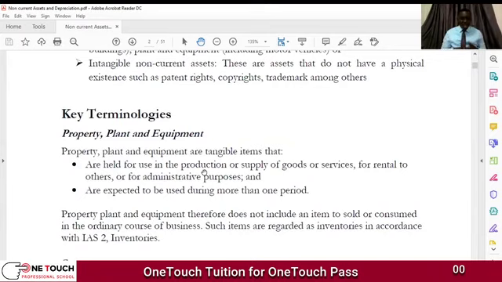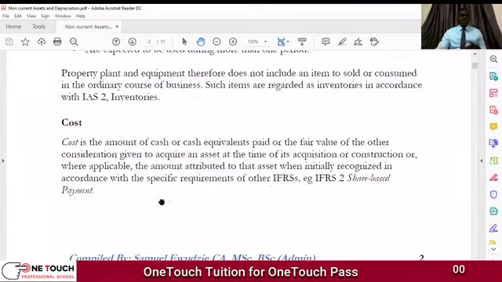2. Good, good. Now, when we talk about cost of an asset, what do we mean? Now, cost of an asset is the amount of cash or cash equivalents paid or the fair value of other consideration given to acquire an asset at the time of its acquisition or construction, or where applicable, the amount attributed to the asset when initially recognized in accordance with the specific requirement of what other IFRS? Example is IFRS 2, share-based payment.